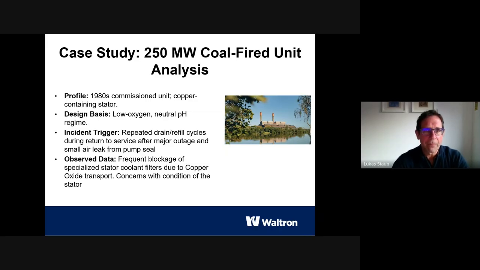The incident trigger was a repeated drain and refill cycle during the return to service after a major outage, and obviously small air in-leaks from pump seals that made it difficult to maintain the low ppb ranges of oxygen that we required for this particular case. What we saw then is frequent blockage of the stator coolant filters due to copper oxide transport. And that was then followed by concerns that, with this condition, there could be potential overheating and catastrophic failure of the generators.